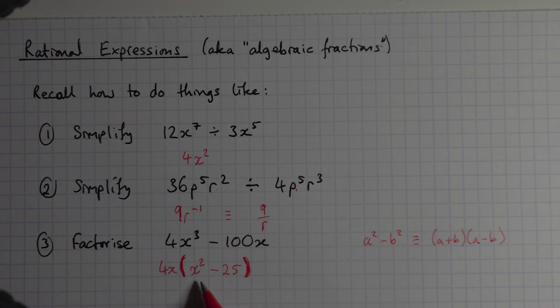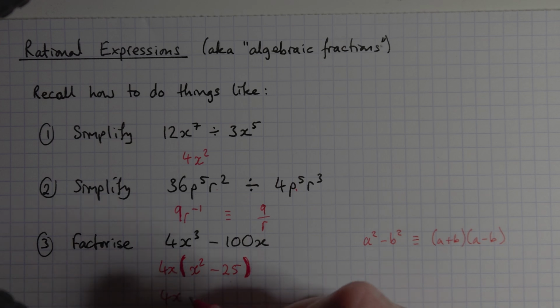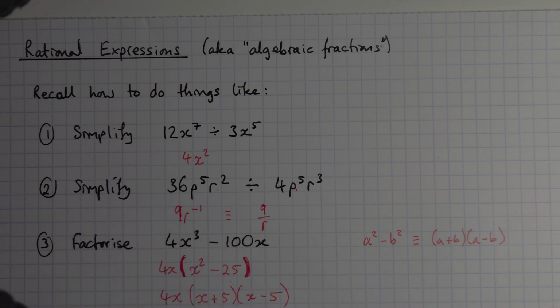Here my two squares are x and 5, x squared and 5 squared. So this further factorises basically. This thing in here is x plus 5, x minus 5. Okay, so that's fully factorised down there now.